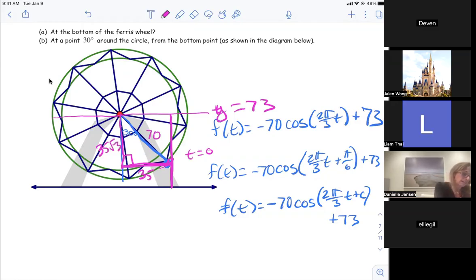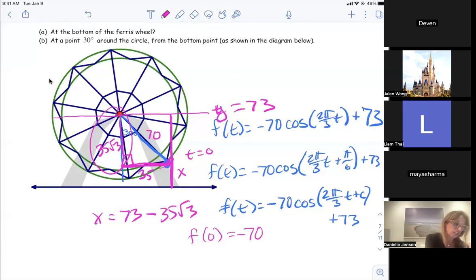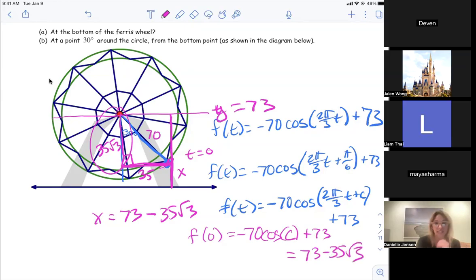If I want to find that height, let's just call it x, the output when time is 0, that'll be 73 minus this here, 35 root 3. So that's why you saw me set up this equation: f of 0 equals negative 70 cosine of c, because 2 pi over 3 times 0 is 0, plus 73 equals 73 minus 35 root 3. So that's what I did there, Devin. Oh, okay, that makes sense. Because that's a sure way you can always do it.